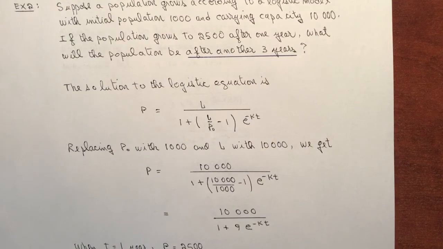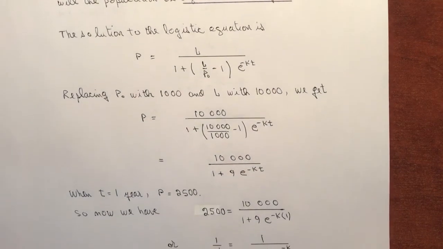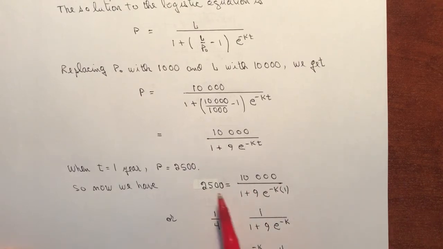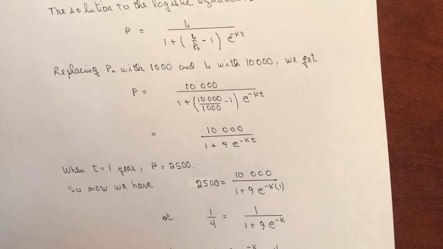Now, if t is 1, P is 2,500. So we are going to put that in. So 2,500 is my population, and my time t is 1. So I'm going to divide the 10,000 to the other side. 2,500 divided by 10,000 is 1/4. I'm going to cross multiply, move the 1 over, so 4 minus 1 is 3. Divide both sides by 9, so e to the minus k is 1/3.